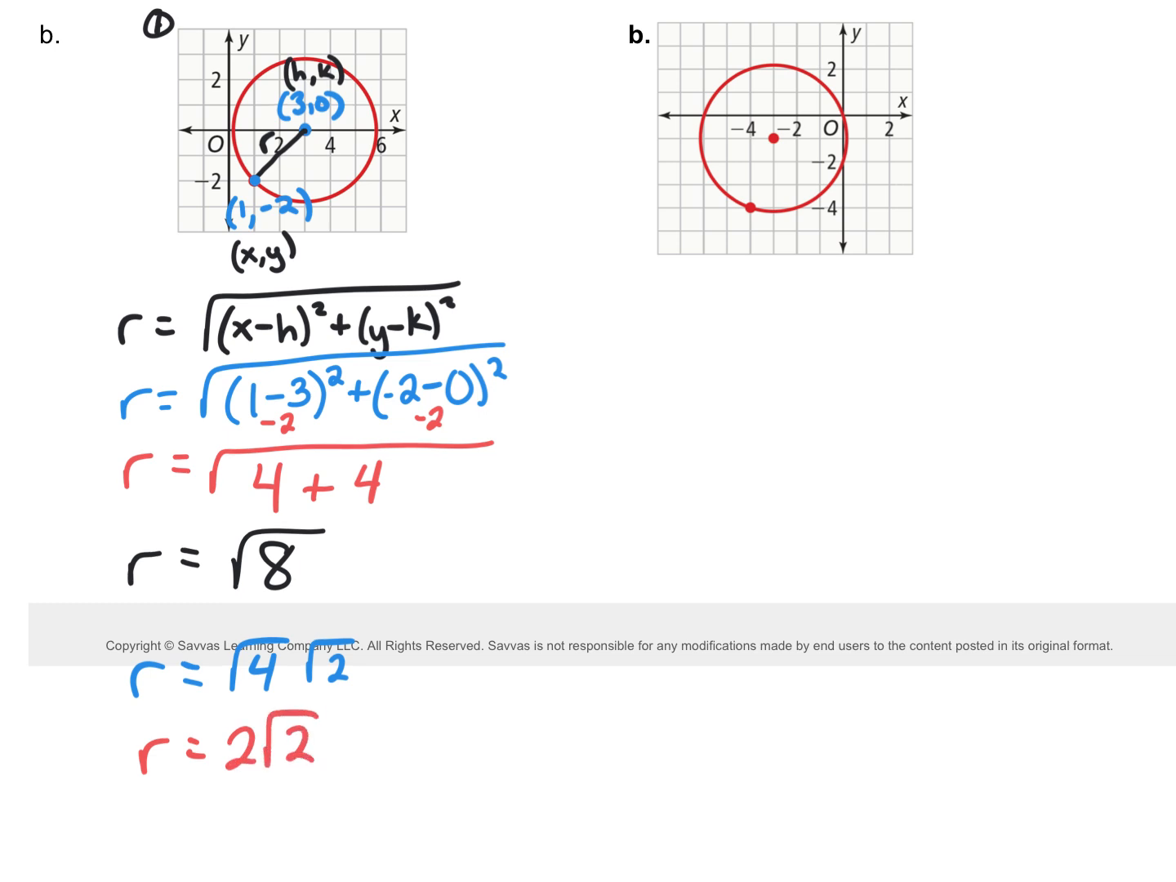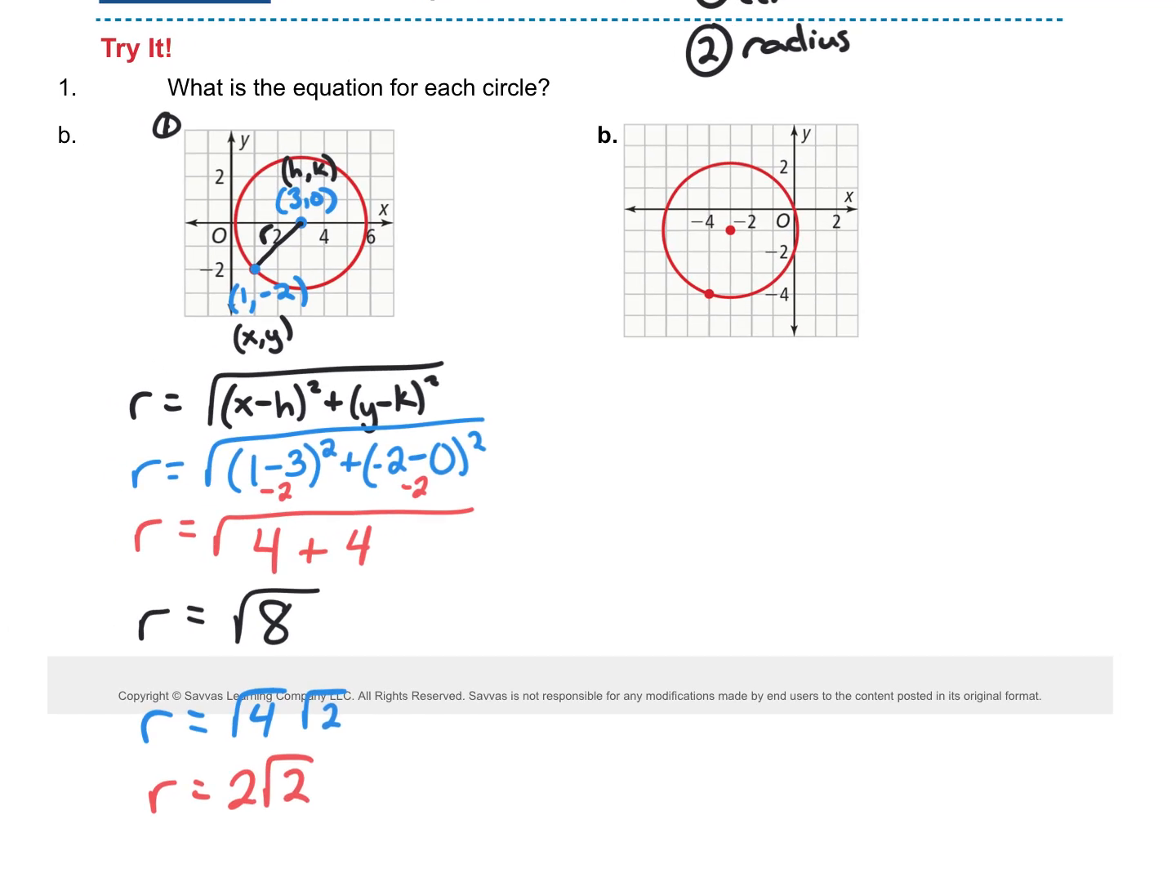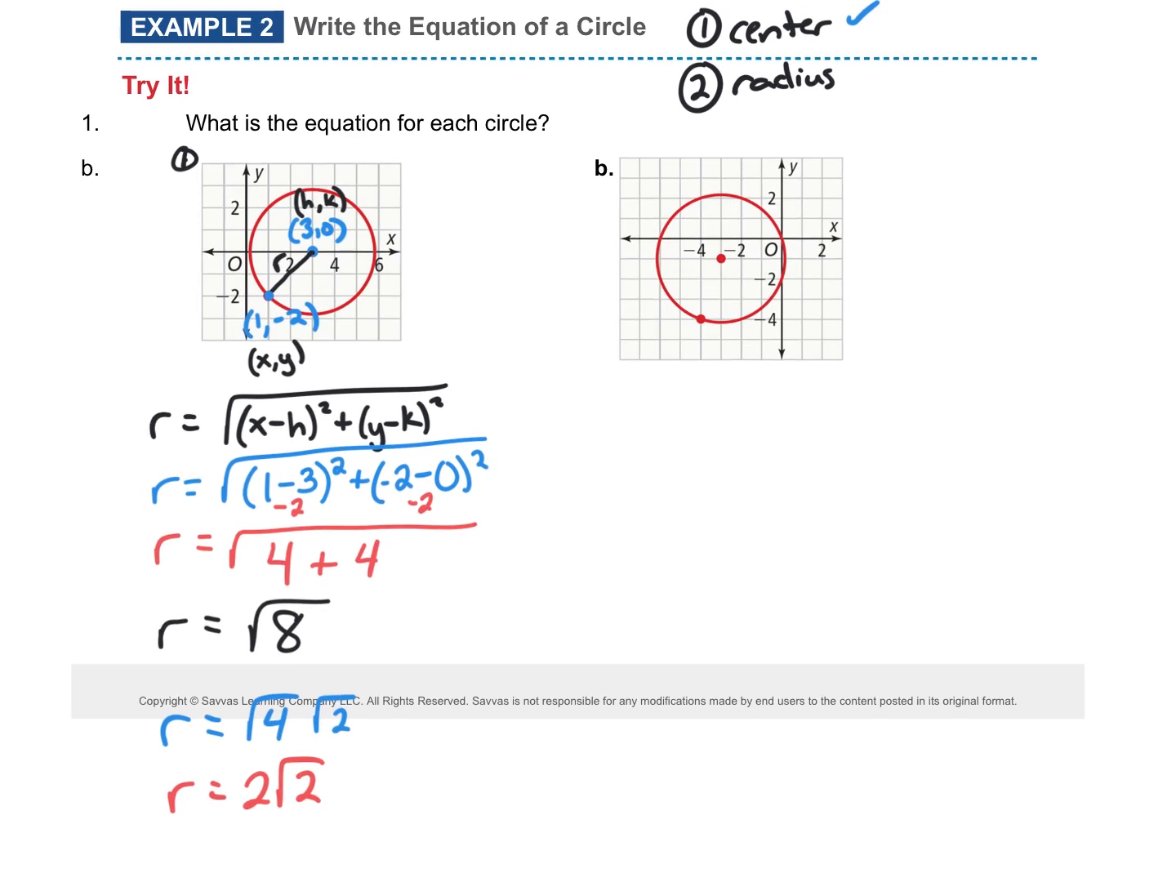This is nothing new, right? It's the exact same thing as when we did distance formula first semester. Okay. Now do we have enough information to write the equation? Yes, because now we have the radius.